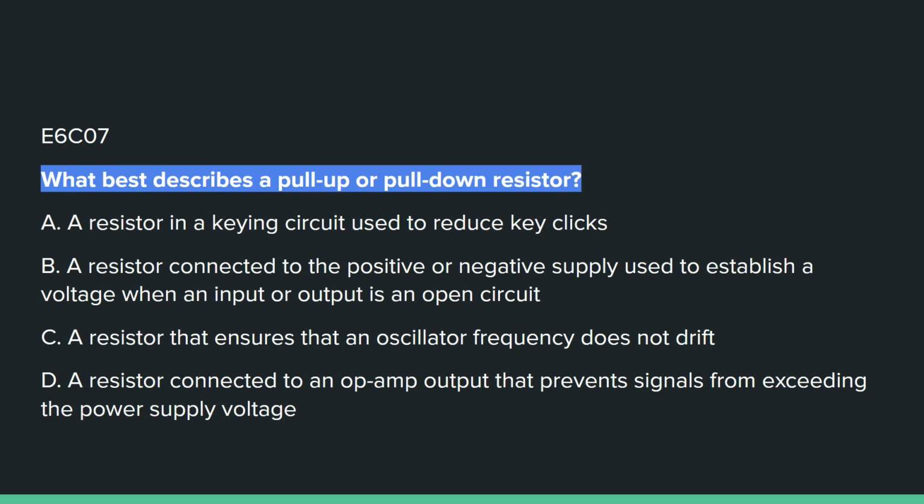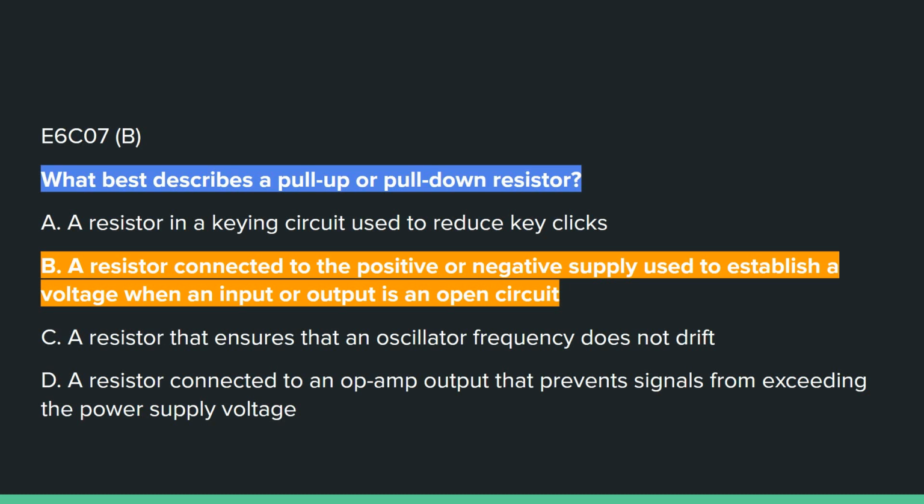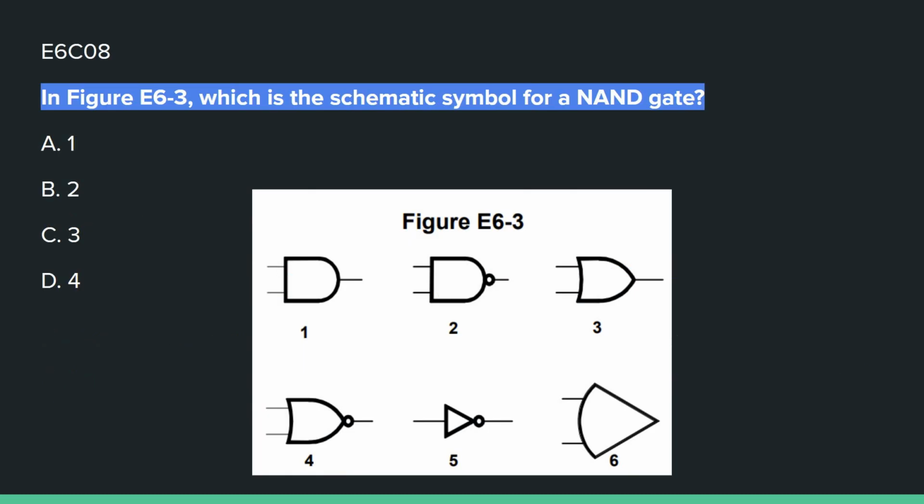E6C07, which best describes a pull up or pull down resistor? B, a resistor connected to the positive or negative supply used to establish a voltage when an input or output is an open circuit. E6C08, in figure E6-3, which is the schematic symbol for a NAND gate? The correct answer is B, which is number 2.